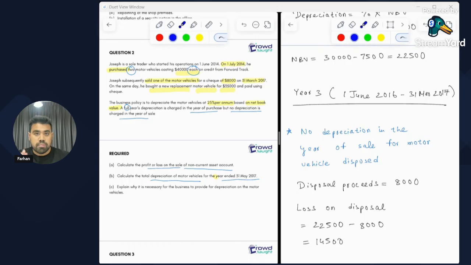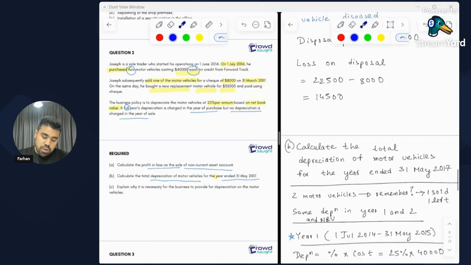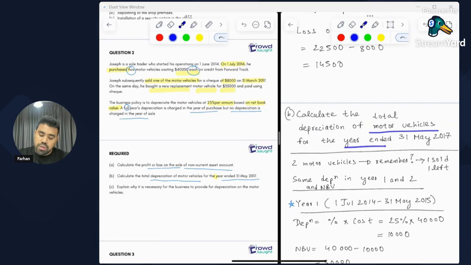So let's move to the second part of the question, which is to calculate the total depreciation of the motor vehicles for the year ended 31 May 2017, which is the most recent financial year that we're talking about. All right. So before we go any further, at the very beginning of the question, we knew that we started the year with two motor vehicles, right? And each of these two motor vehicles were purchased on 1 July 2014, and we bought each of these motor vehicles for $40,000, okay? And one has already been sold during the financial year, which means one is now left, okay?